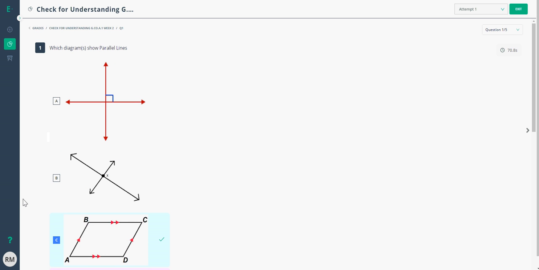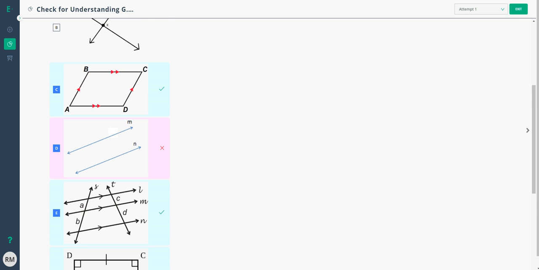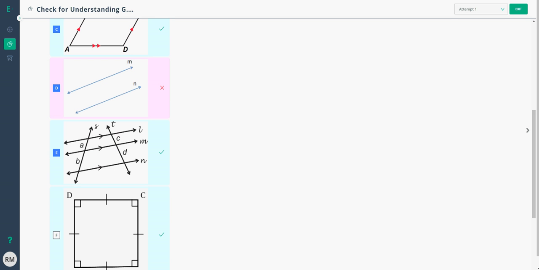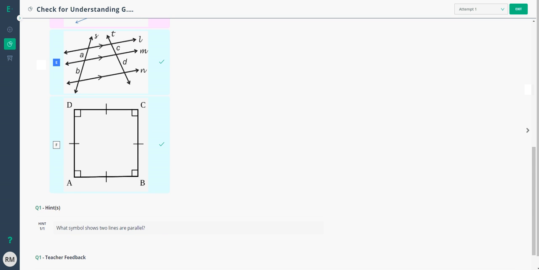We also talked about that for parallel lines, you have to have these arrows that are on top of the line, like this, to prove that they're parallel. That's why letter D is not parallel. We have no arrows through the lines to indicate that they are parallel. F is also an answer for lines being parallel because we see that it is a square, and one of the properties of a square is having opposite parallel sides. Okay.